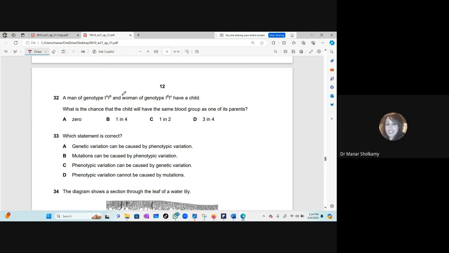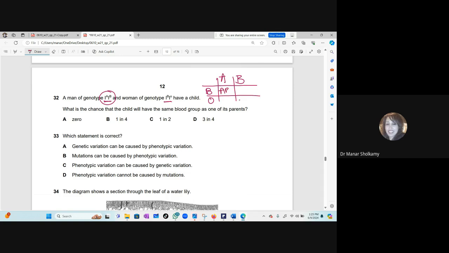A man of genotype AB and woman of genotype BO have a child. What is the chance that the child will have the same blood group as one of his parents? So the parent is either AB or BO. To answer this question, do I give you a chance or I help you? You have to do a Punnett square. Like you have to get a pencil on the exam and do a small Punnett square to the side of the question. This is one parent, AB, and this is another parent, BO. And of course, you know that O is recessive.